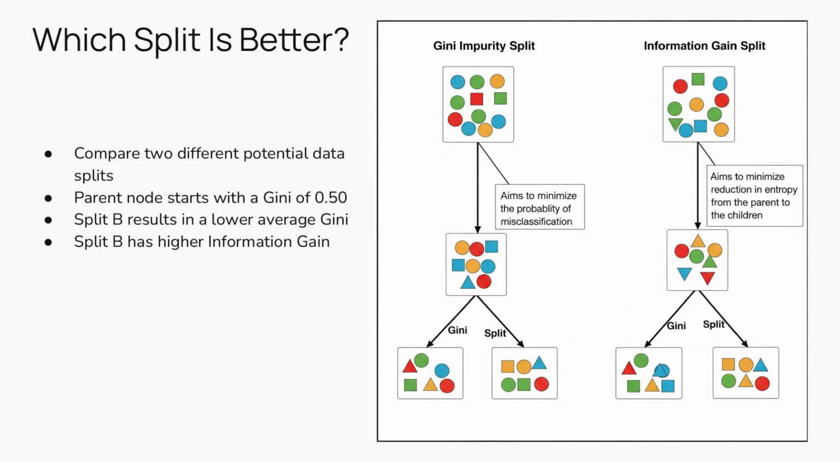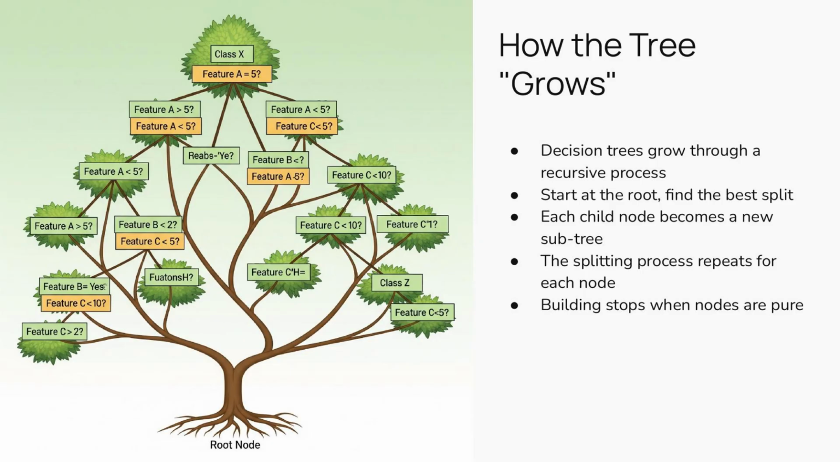Then it tests split B. Is Y greater than 3? This split perfectly separates the data, creating two very pure nodes with Gini scores of 0.1 and 0.15. The winner is clear. Split B has the highest information gain, so the tree chooses this as its split. And this is how the tree grows itself.